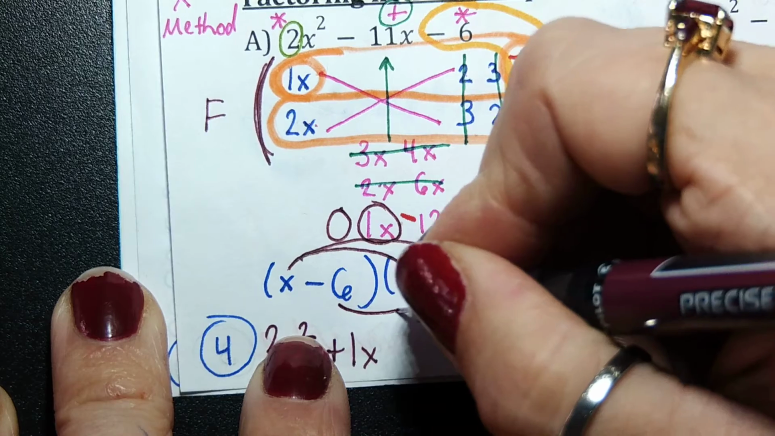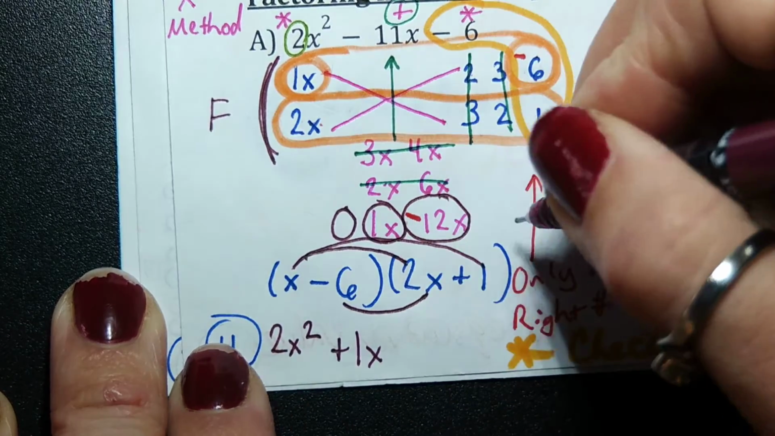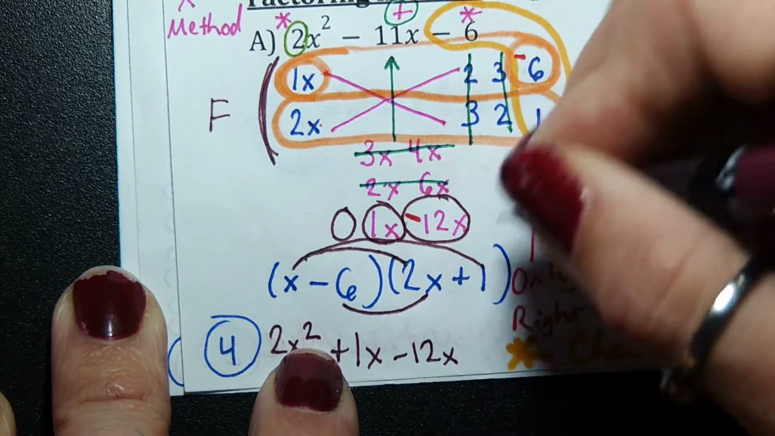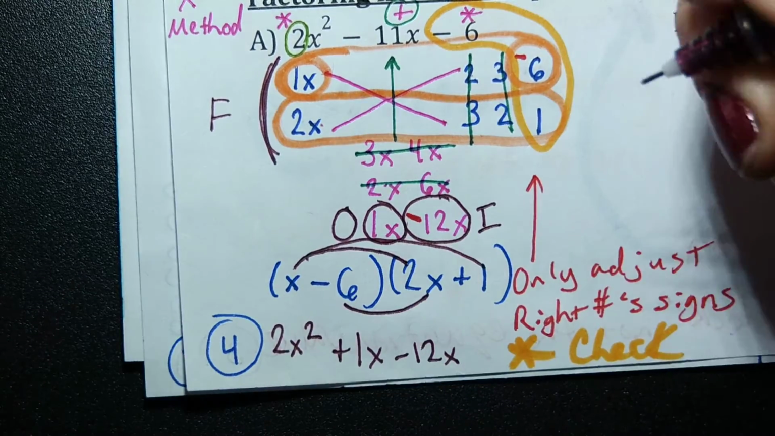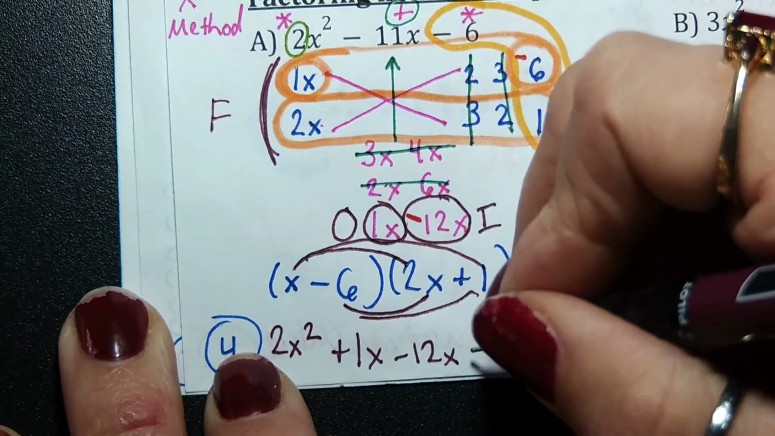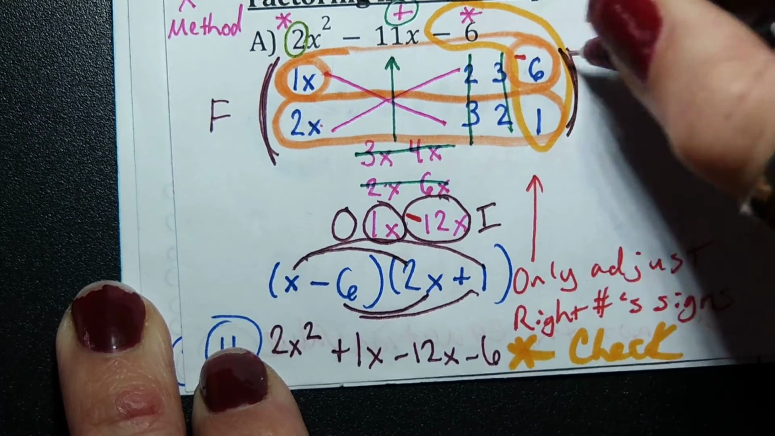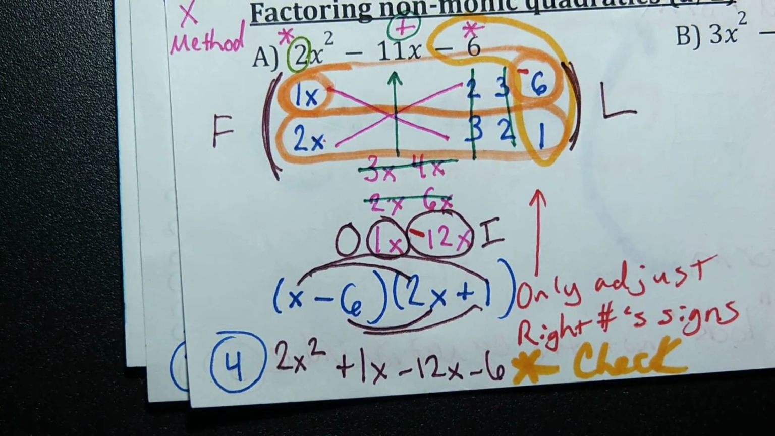If I do my inside product, negative 6 times 2x is negative 12x. So this term gives me the I part of FOILing, and negative 6 times 1 for the L part of FOILing is negative 6, which is these two terms over here. So the X method has within it all of the components of FOILing. That's why it works as a way of working backwards, or factoring.